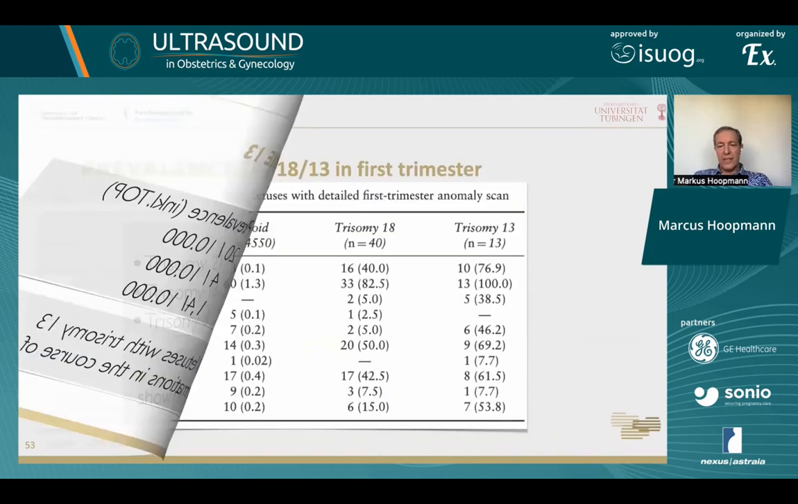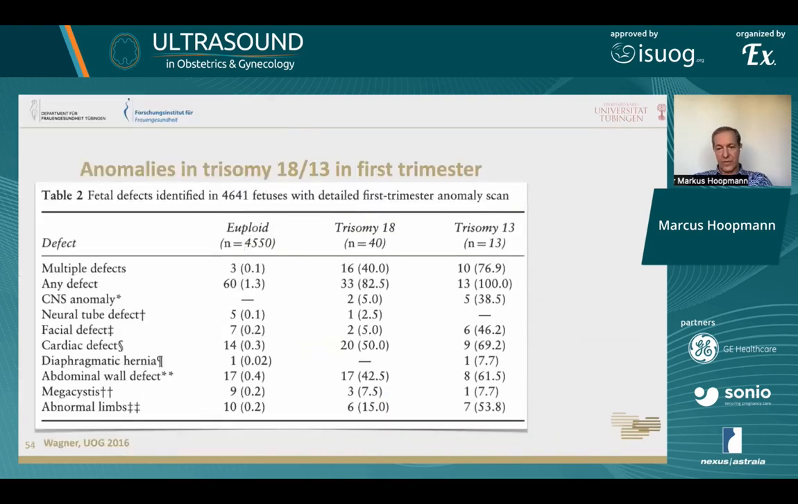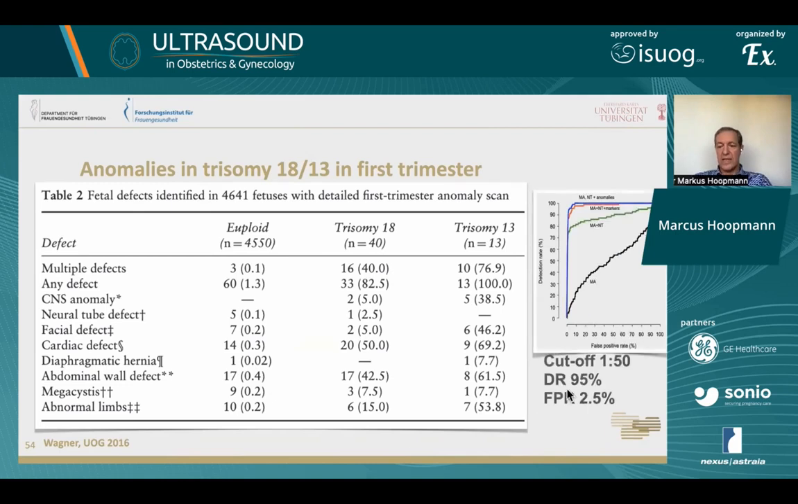And this you can find easily in the first trimester. This is a study from Tübingen, and we have analyzed the detection rate for trisomy 18 and 13 in the first trimester. When you look for anomalies and when you look for nuchal translucency above 3.5 millimeters, you see 95% detection rate only using first trimester ultrasound.